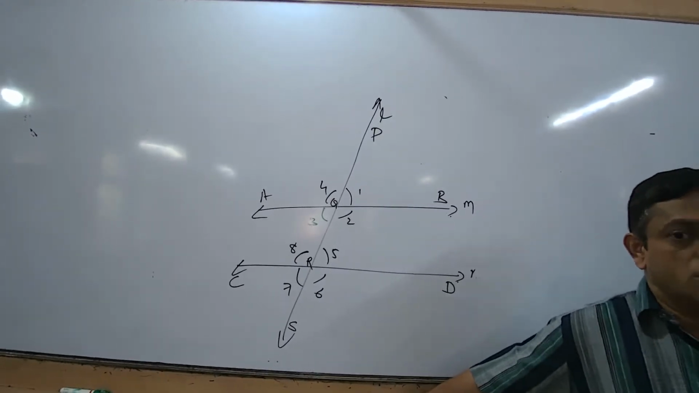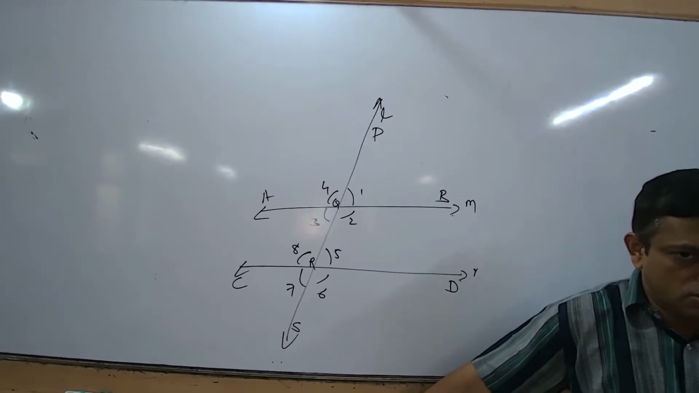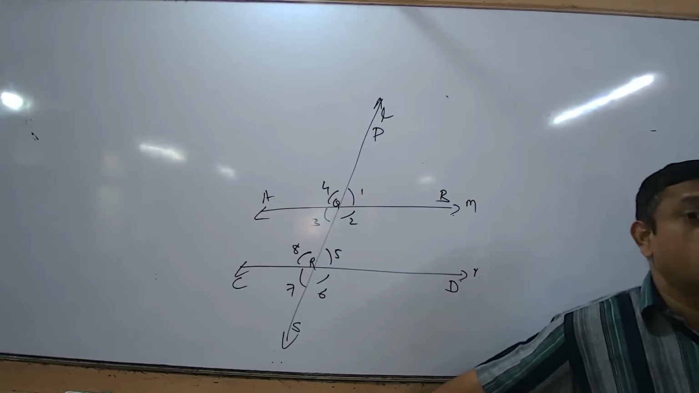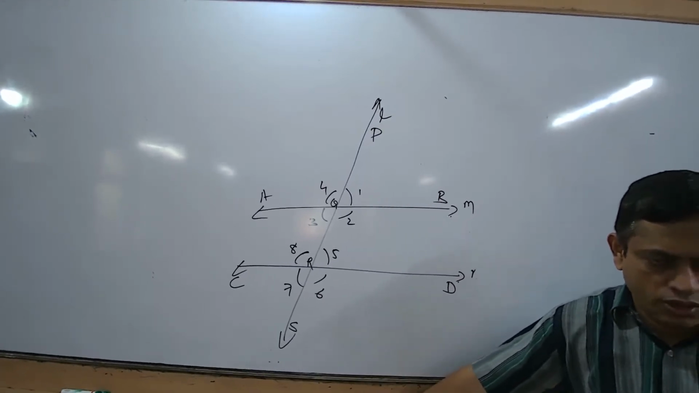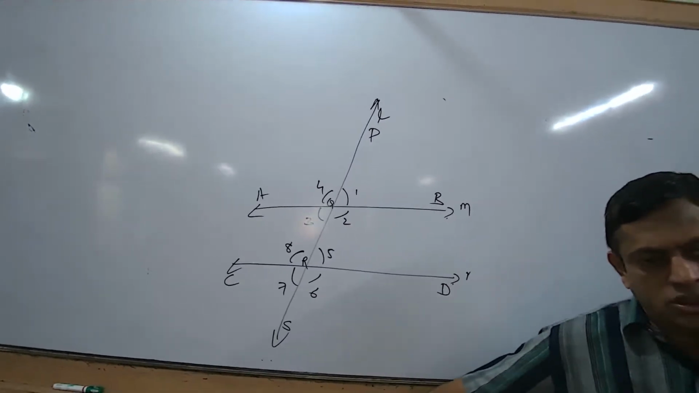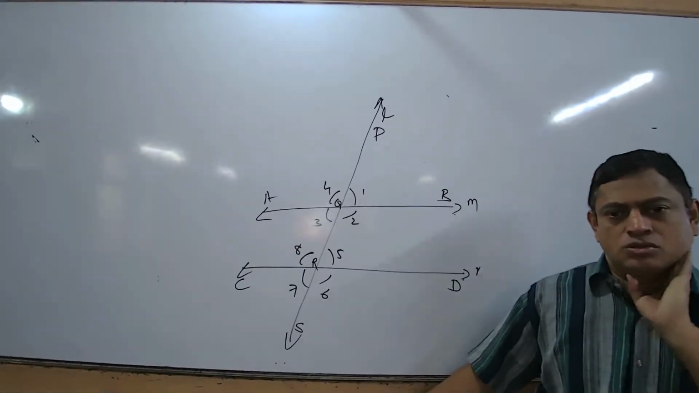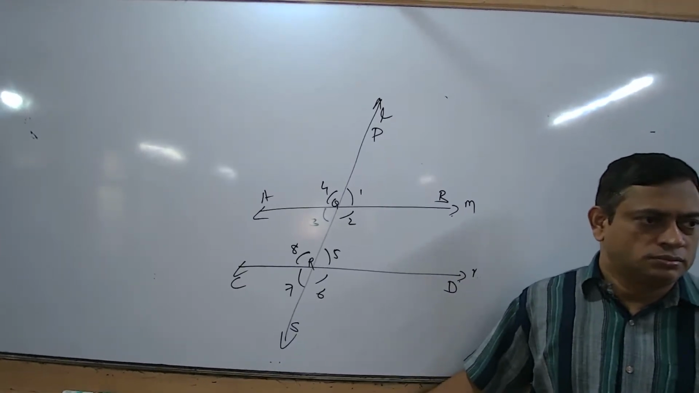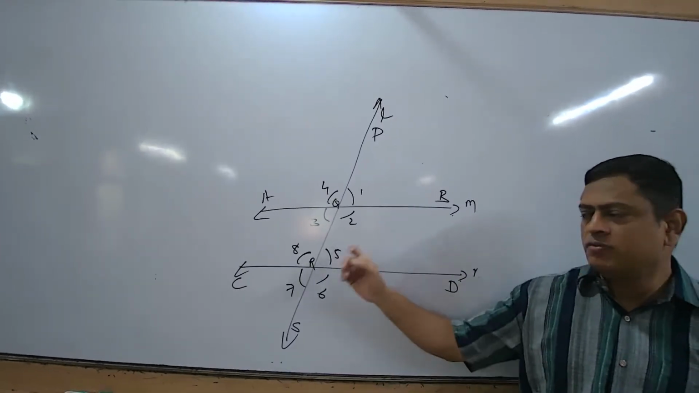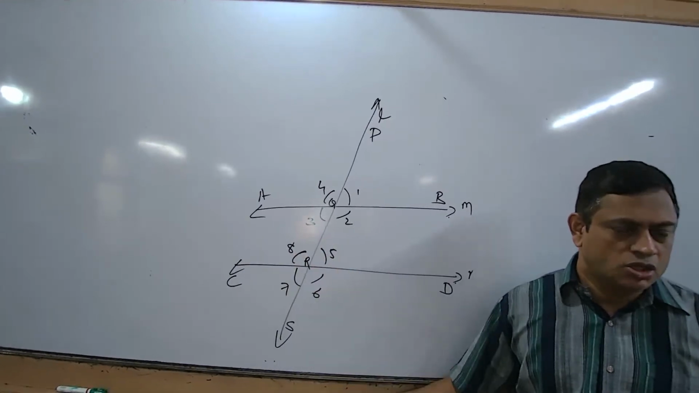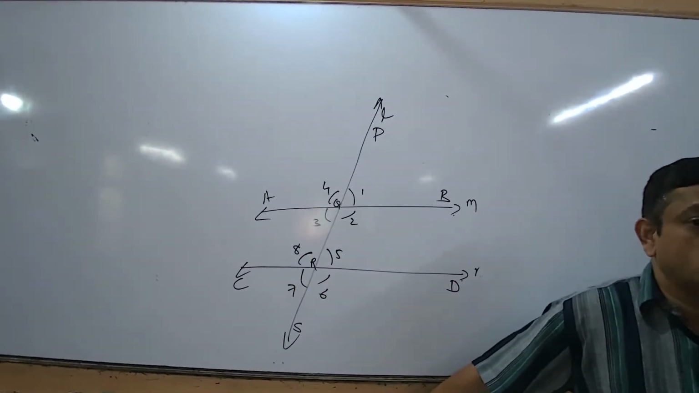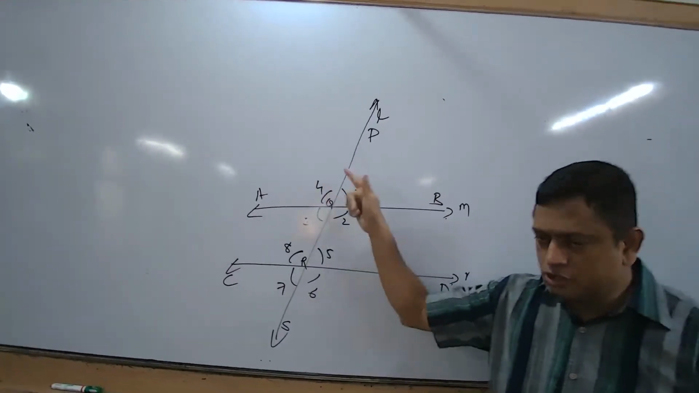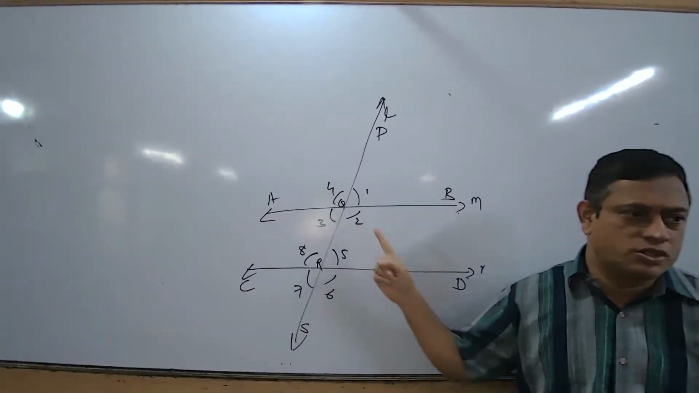It is called consecutive interior angles, or interior angles on the same side of the transversal, or co-interior angles. Any word: co-interior angles or interior angles on the same side of the transversal. Those who know, raise the hand. 2 and 5, 3 and 8 are called the co-interior angles. It looks like a C formation.